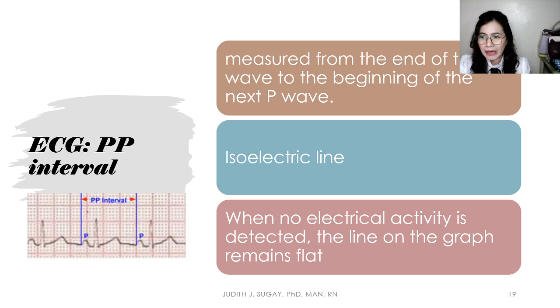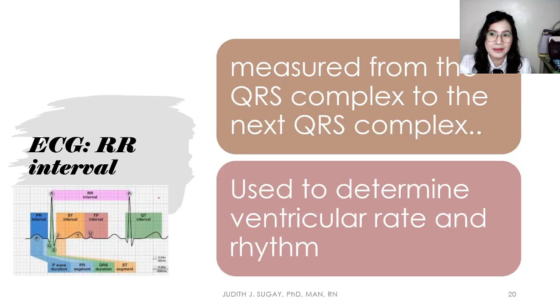Okay, let's now have the PP interval. It's measured from the beginning of one P wave to the beginning of the next P wave. That's why it's PP. This is used to determine the atrial rate and rhythm.